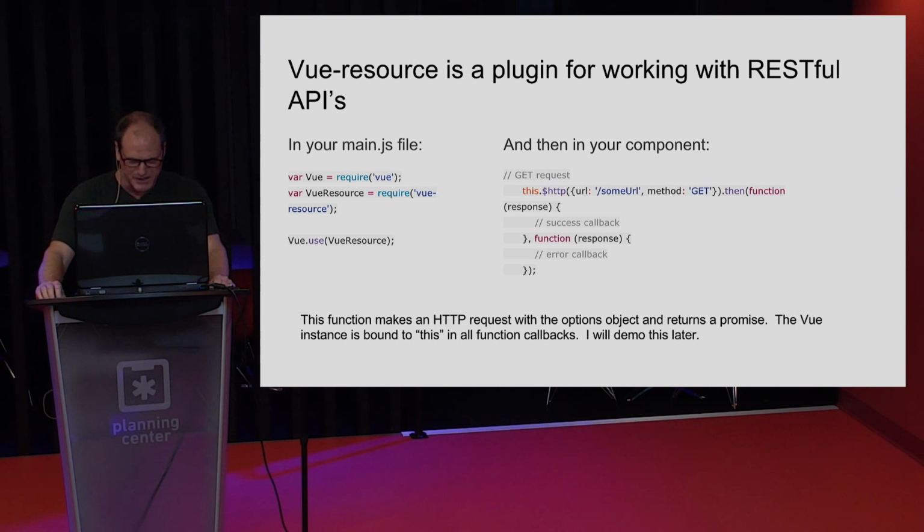So in your component, you create an instance of the HTTP function, pass in an options object, and then you get a promise. And then inside of your callbacks, this keyword is bound to the instance. And that makes it really easy to do your AJAX request, get your data, shove it into your model, and then your model is bound to your view, and it's really easy. And I'm going to demo this later to show you how easy it is.